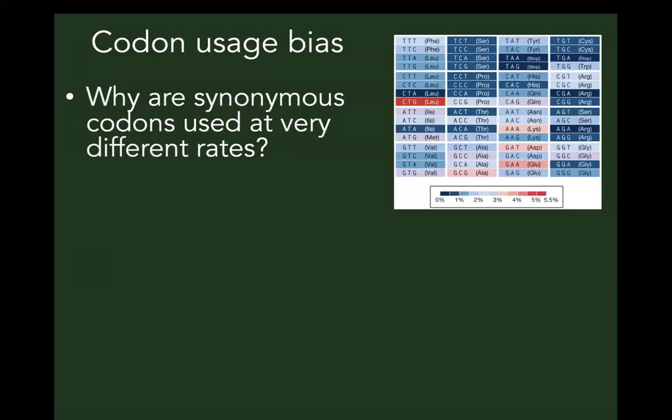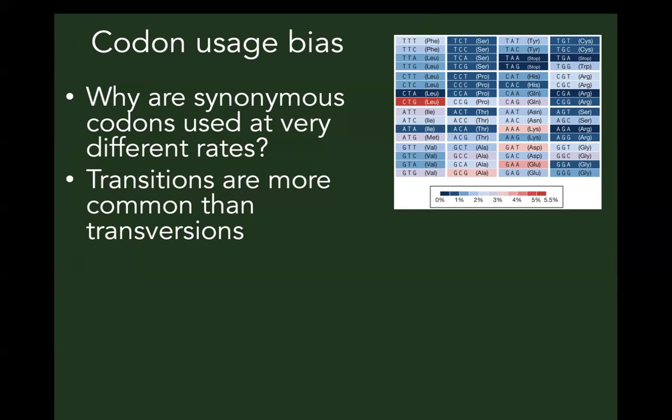All right, another weird pattern that people have observed looking at genomes involves codon usage bias. We all know that, for example, you can make leucine in a whole bunch of different ways. So all of these codons code for leucine, right? But for whatever reason, CTG is the one that's most commonly used to make leucine as opposed to any of these other ones.